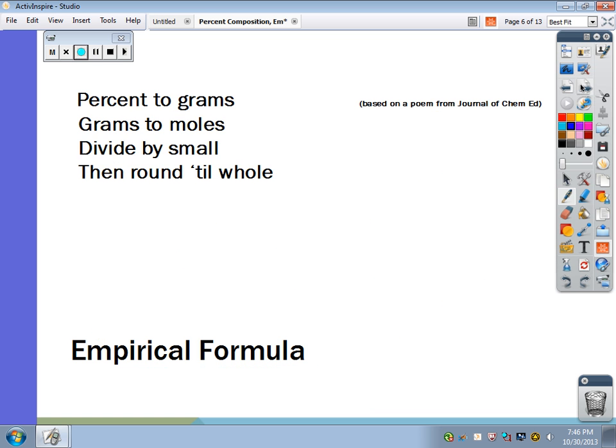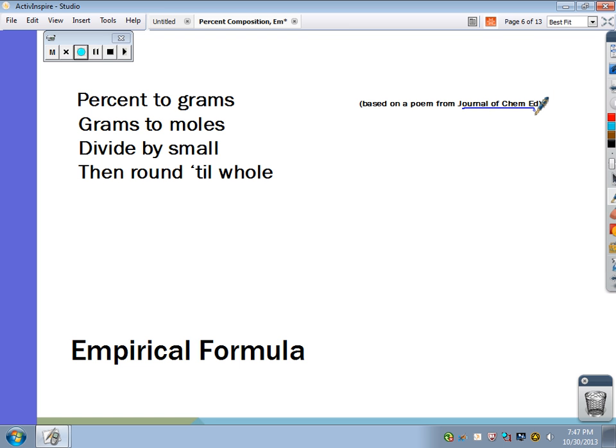So, now I'm going to give you a poem. You need to write this down, and I got this from the Journal of Chem Ed many years ago. I kind of modified it a little bit. And this is the directions. It tells us to do percent to grams, grams to moles, divide by small, then round to a whole. So let's use this poem to help us out.